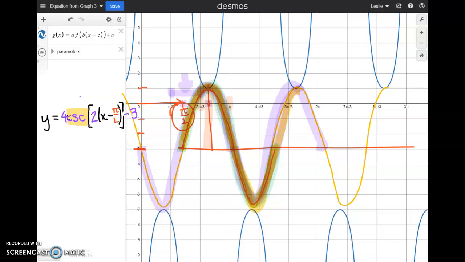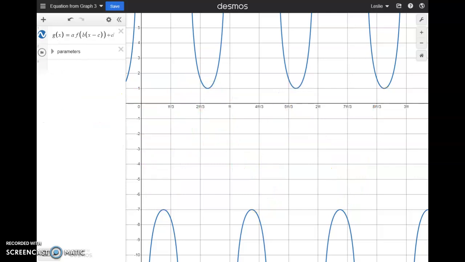Let me tidy that up. Y equals 4 times the cosecant of 2 times x minus pi over 2, all of that minus 3. All right, again, we're going to have to make a note of this somewhere and then come back and check and see if it matches the equation that's given by the parameters.